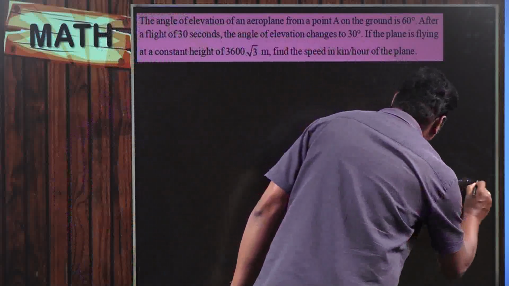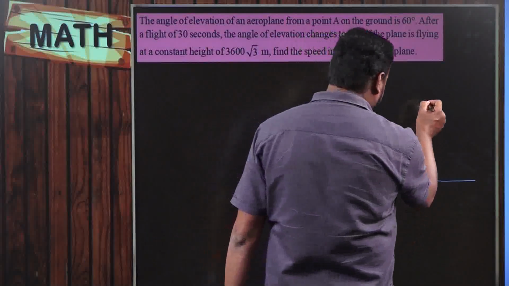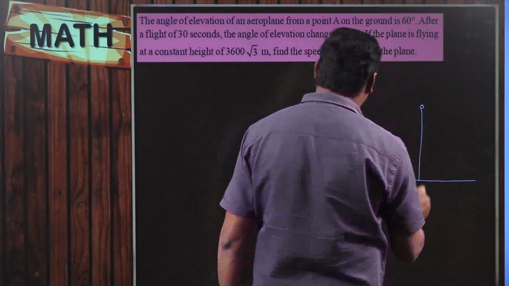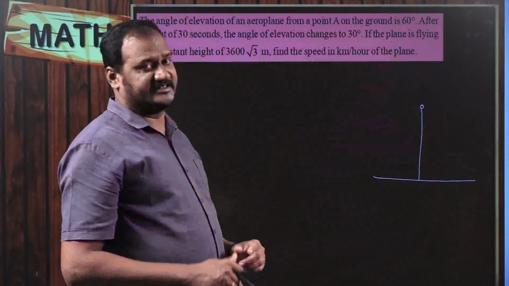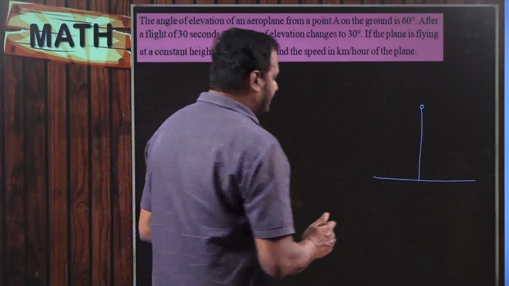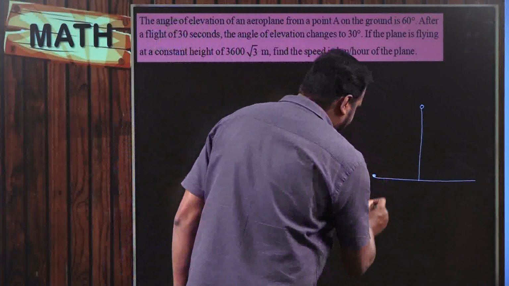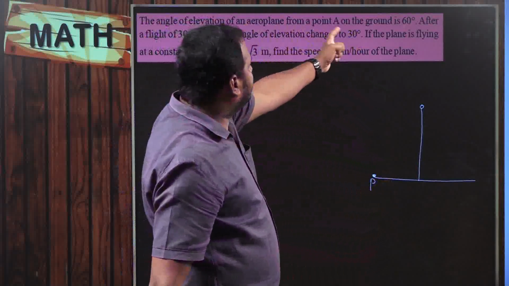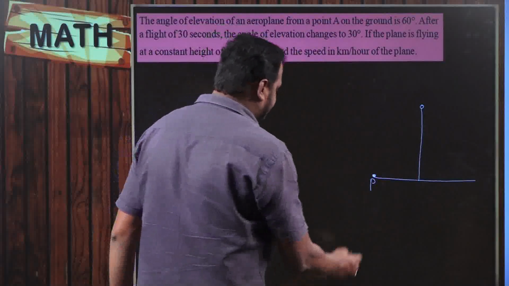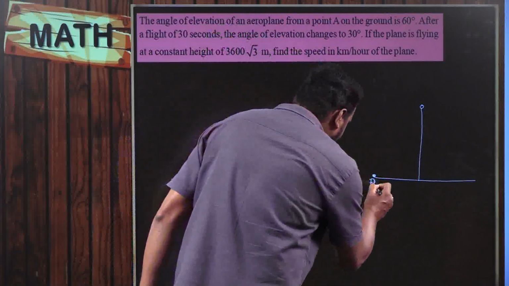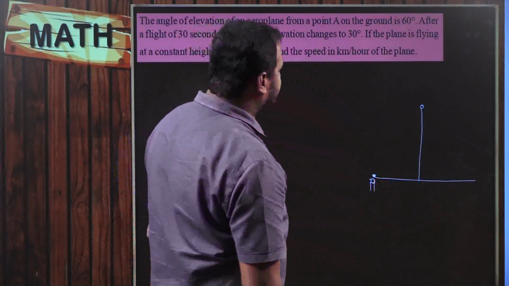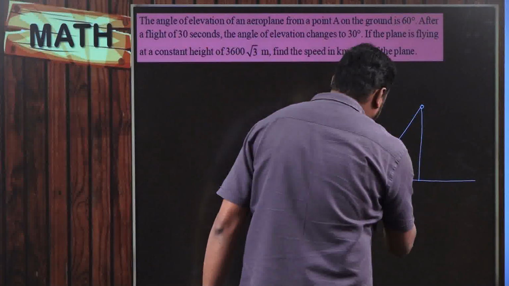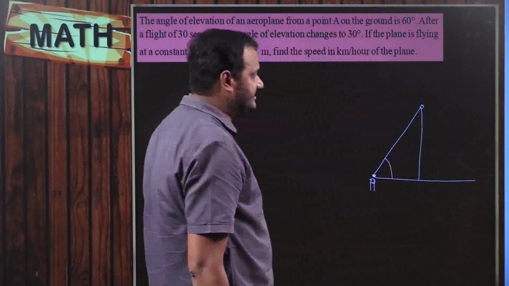For example, this is the horizontal, and this is the first position of the aeroplane, and the vertical distance of the aeroplane is going to be 3600 root 3 meters. Now at any instant from a point on the ground, let point P be on the ground, and the angle of elevation of the aeroplane from a point A is given. I am taking this point as A. So from a point A on the ground, the angle of elevation is 60 degrees. So this entire angle is equal to 60 degrees.